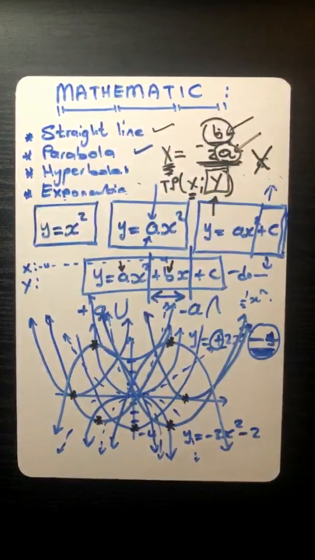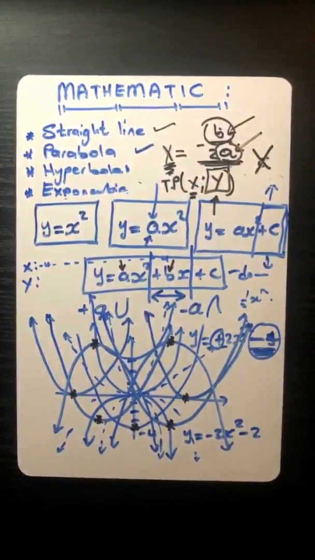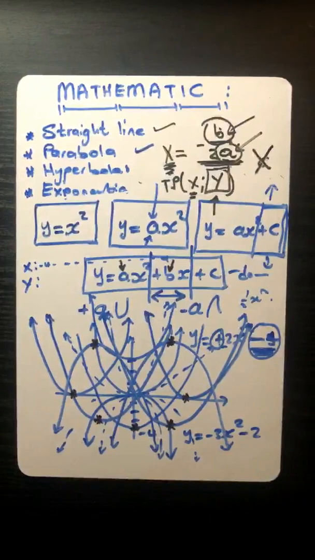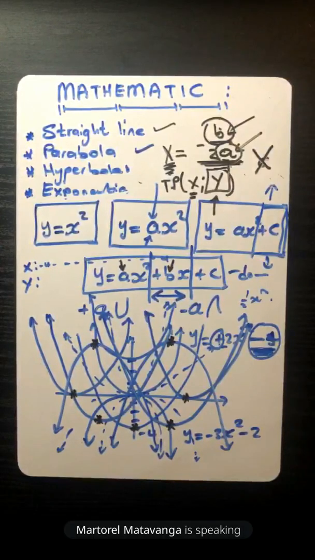I think someone wanted to say something. Martorell Matavanga, yes, sir. Sir, sorry for joining the lesson late, also because I speak French and my English is not that fluent. You've got a very nice accent, Marto. Am I calling it correctly? Martorell Matavanga, yes, sir.